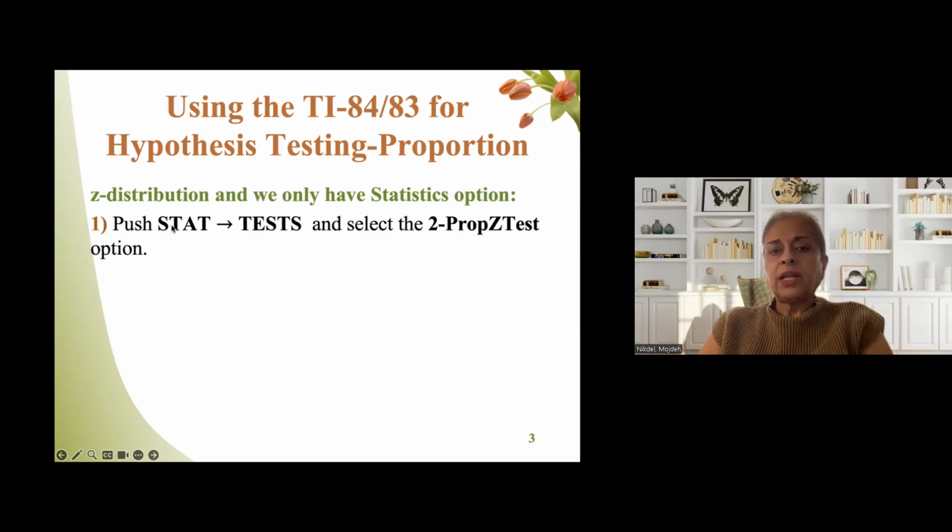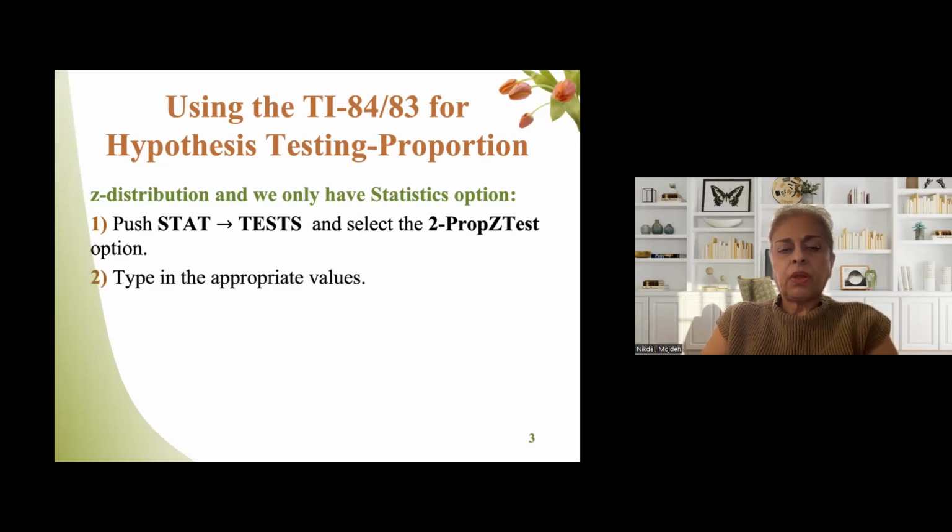So you click stat, you go to test. This time you select two prop. Prop is for proportion: two prop Z test. For mean, you pick two sample Z test, but for proportion, two prop Z test. There is no option for input. You enter the numbers that I have given you.